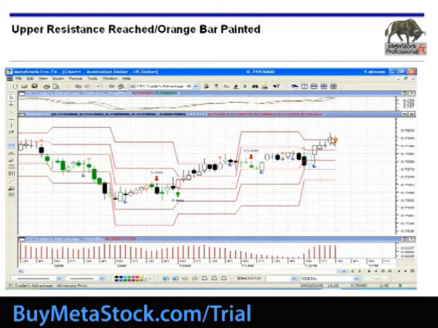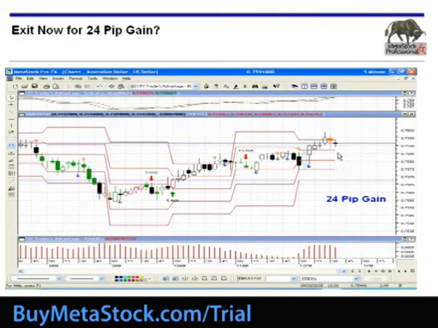We hit the upper resistance band again, but this time, not only did we break above the band, but we also got a golden bar. And of course, the golden bar indicates a possible downturn in the market. And as soon as we broke back down below the resistance line, if we would have sold out of that trade, it would have been a 24 big pip gain.